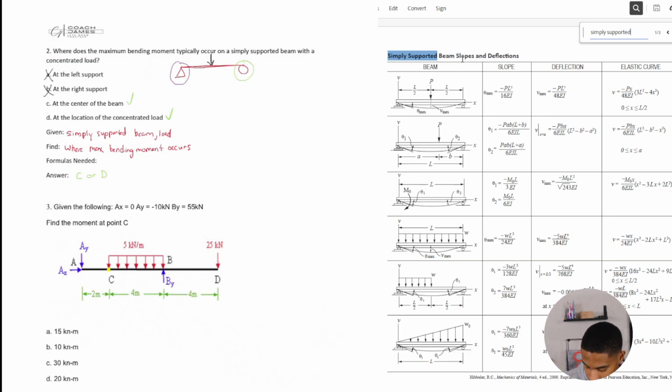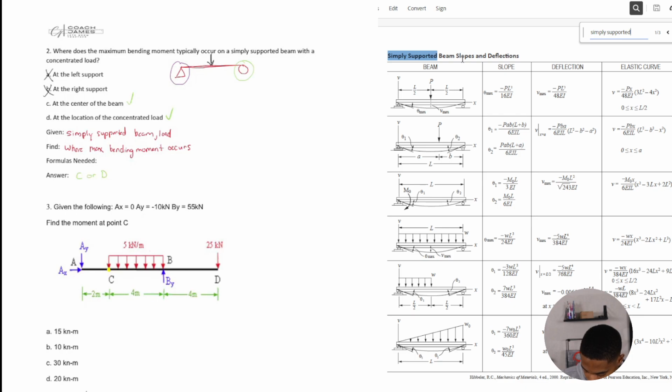All right, let's look at number 3. Given the following, AX is equal to 0, AY is equal to -10, and BY is equal to 55 kilonewtons, find the moment at point C. Okay, so this is a similar question to the one that we had for shear, but this time it's asking us for moment. So we're given our reactions.